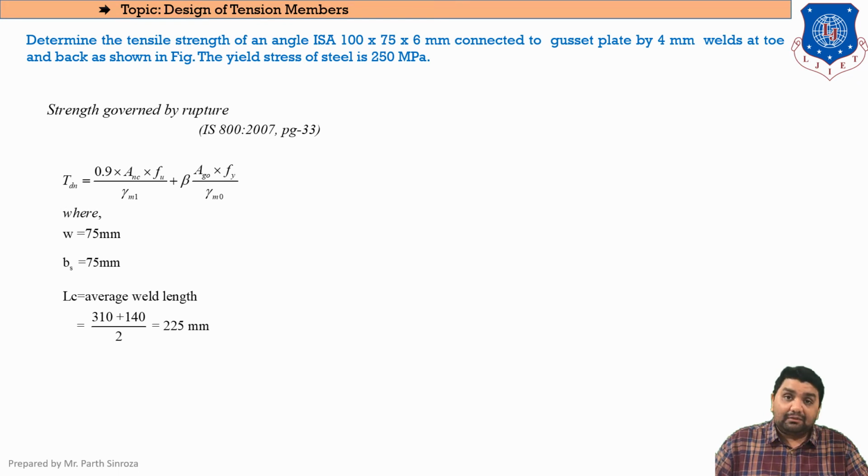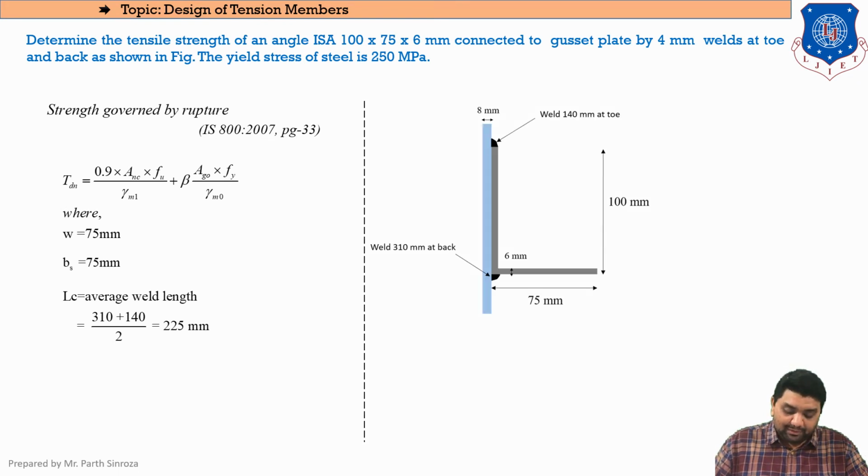So in this case, the length of connection comes out to be this. Now how did this value come? Again, we need to see the figure pertaining to it. For our bolted connection, we used to take the length of connection as the distance between our first bolt to the last bolt. Clear? That distance between the first bolt and the last bolt was our length of connection.